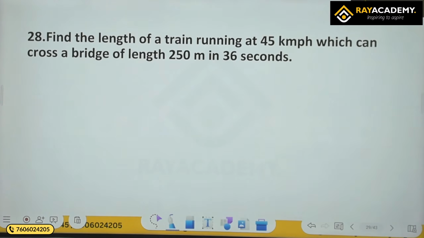Next question. Find the length of a train running at 45 km per hour which can cross a bridge of length 250 meter in 36 seconds. Okay.